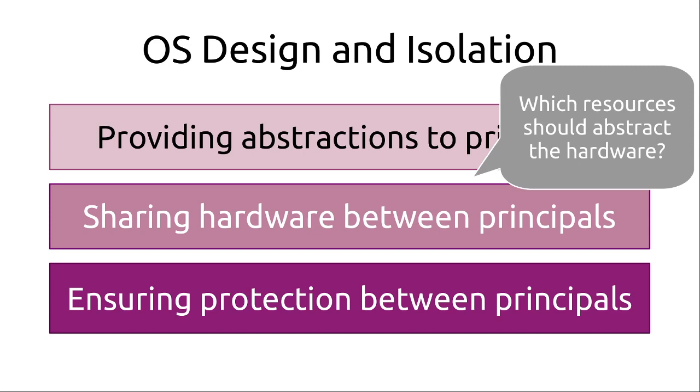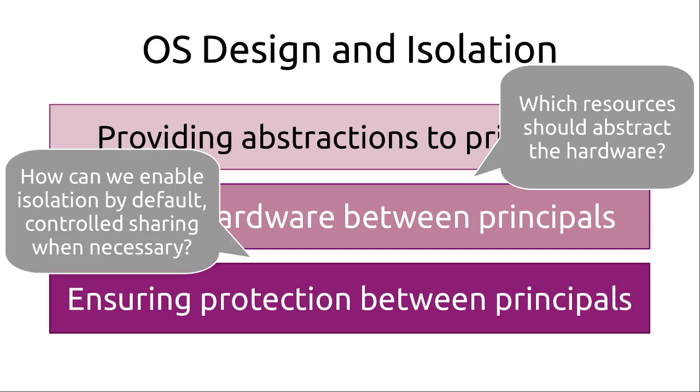Which resources should we use to abstract the hardware? What are those abstractions we should provide? And for instance, how can we enable isolation by default, but then controlled sharing when necessary? So as I said, we're going to look at a capability-based operating system design today, and we're going to look at it mainly as a mind game.